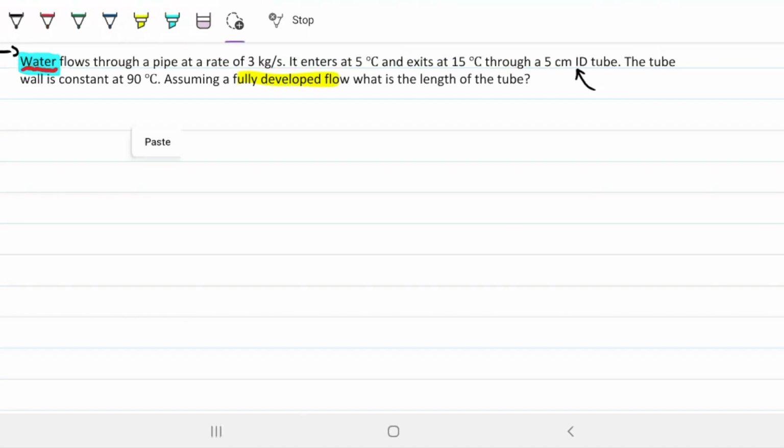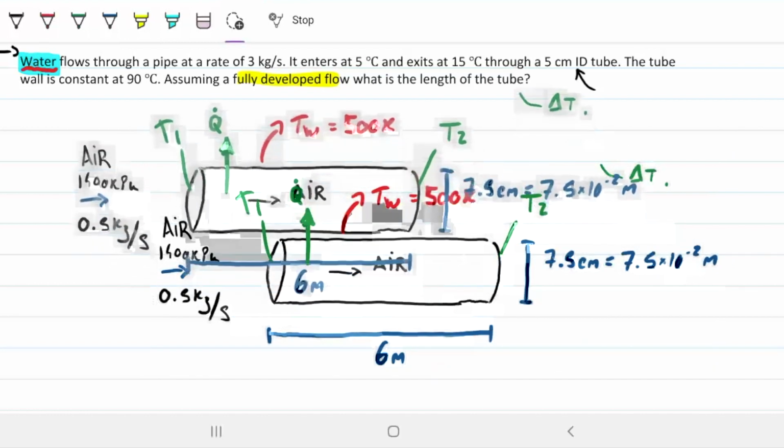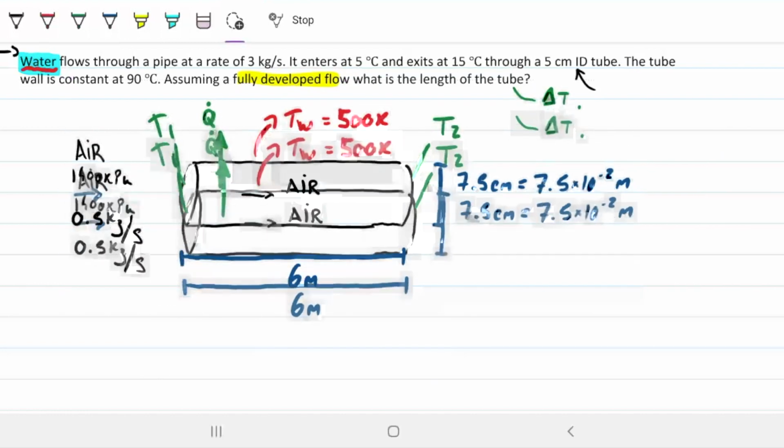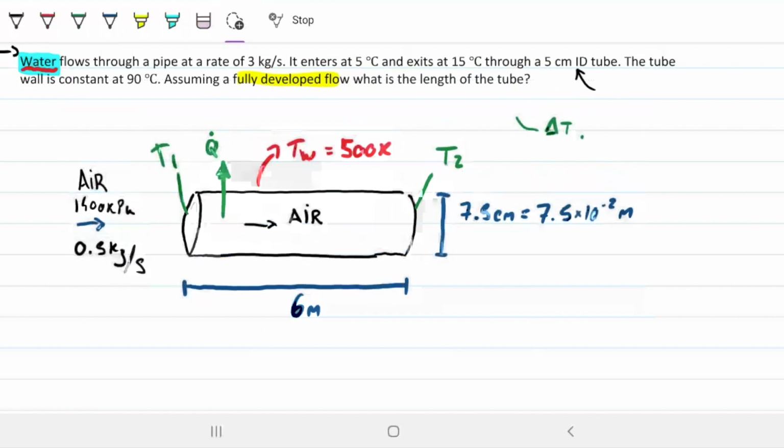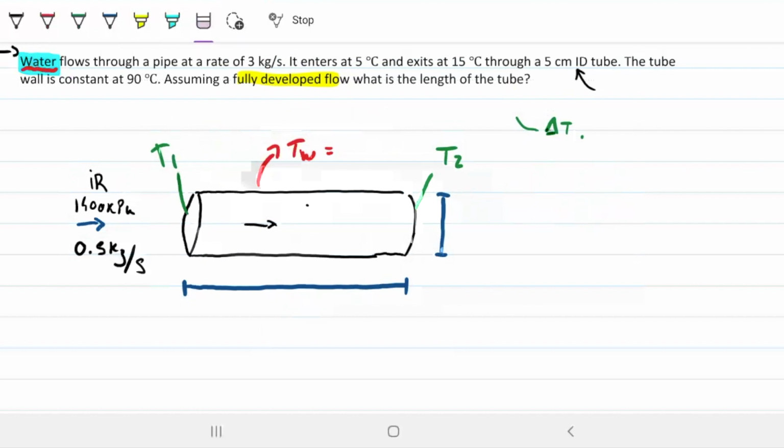So once again, I'm going to cheekily use the same image we had before. I'm going to adapt this image to what we have now. So we don't have air anymore, it goes away. This is not 500 anymore. I don't know this yet. I do know T1 and T2. The diameter is not the same. The length I don't know, I'm trying to figure out. This is not air. Pressure is not this. And the mass flow rate is not this.